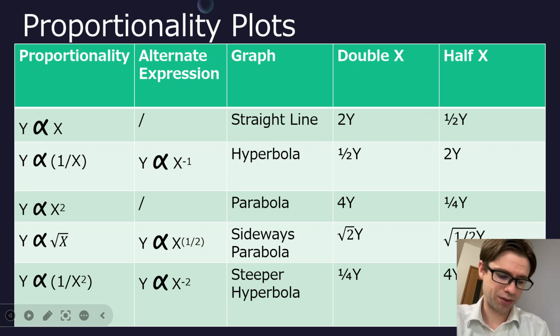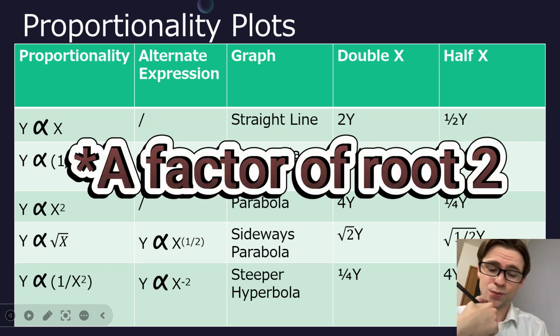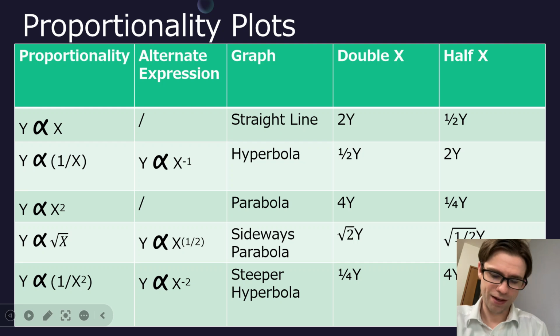Alright, what happens? Y proportional to x squared. That is a parabola graph, quadratic function. When you double x, y multiplies by 4, by a factor of 4 increase. When you half x, y decreases by a factor of 1/4. Alright, what about y proportional to root x? That's the same as y proportional to x to the power of 1/2. It's a kind of sideways parabola. When you double x, y increases, but not by double, actually by root 2. So that's less than double. What happens if you half x? Y decreases, but not by half, by instead root of 1/2.